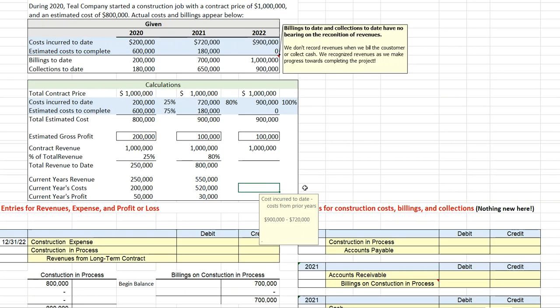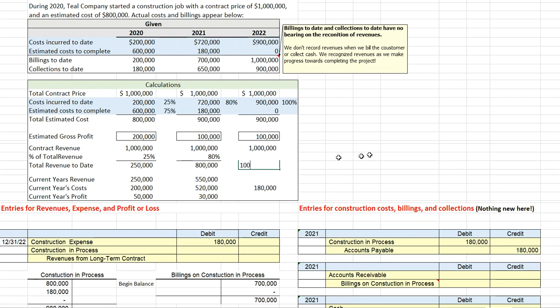Current year's cost: total cost of $900,000, minus the cost that we incurred in prior years of $720,000. Our current year cost is $180,000. We debit construction in process, we credit accounts payable, and of course we record that $180,000 as a construction expense in the current period. How much do we get to report in revenues? Again, we've completed 100% of our project, so we get to report 100% of our revenues, or the full $1 million.